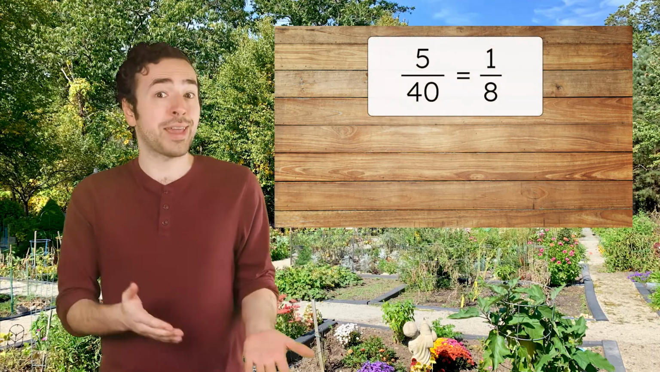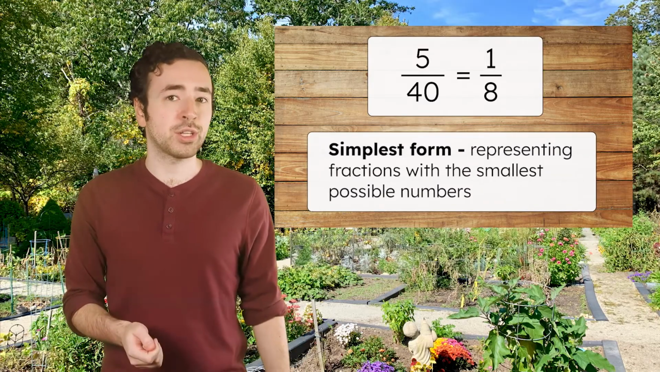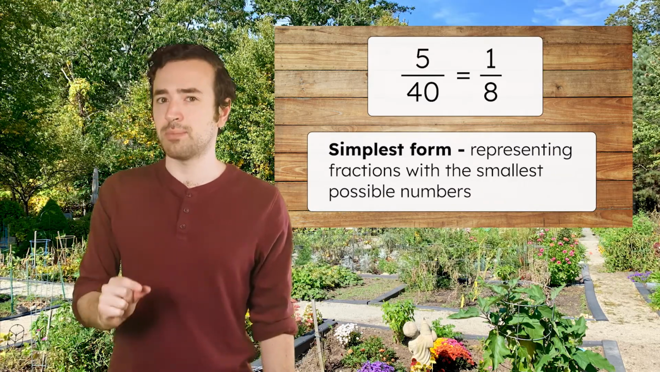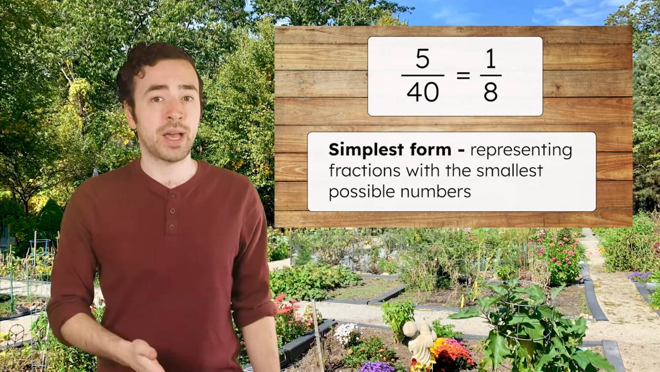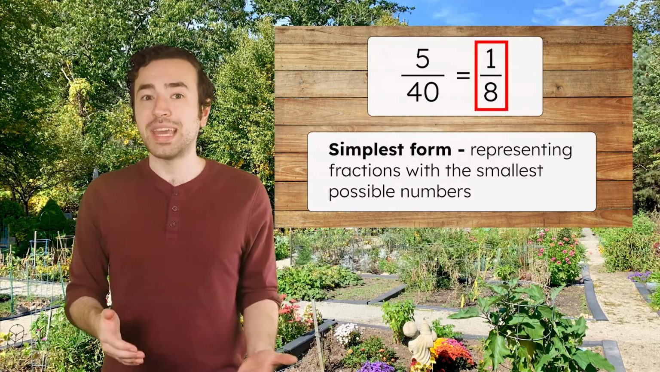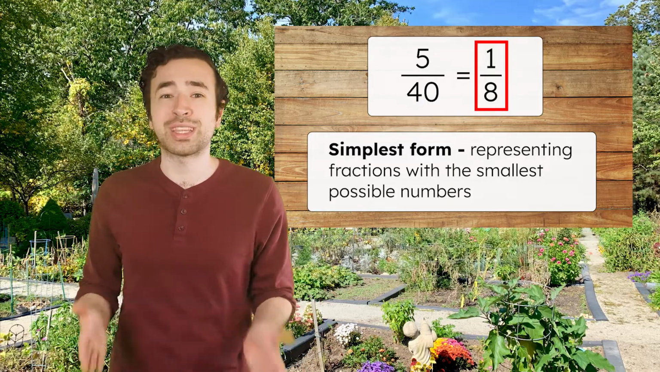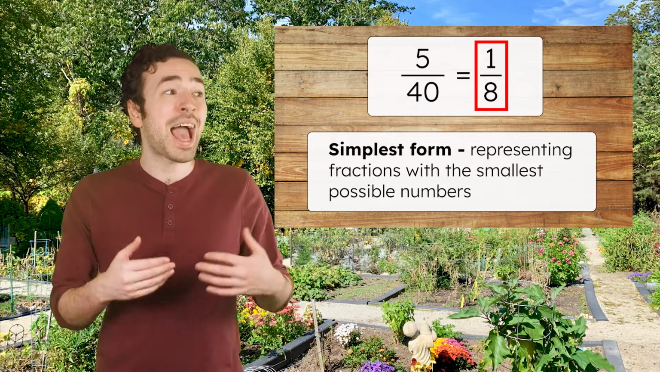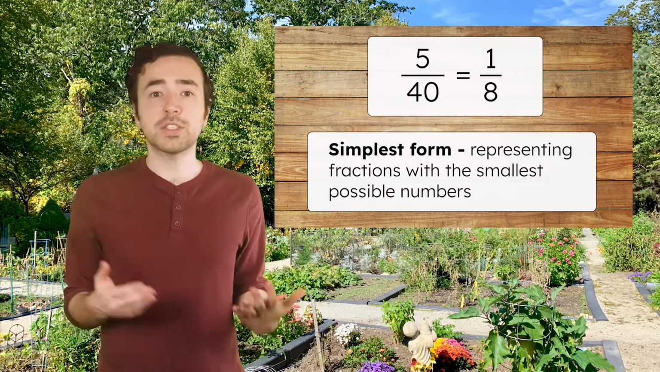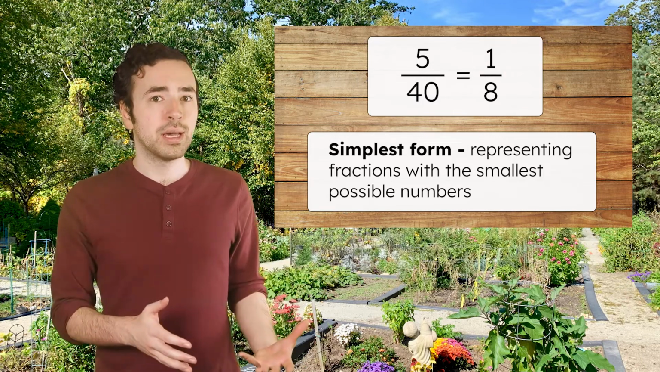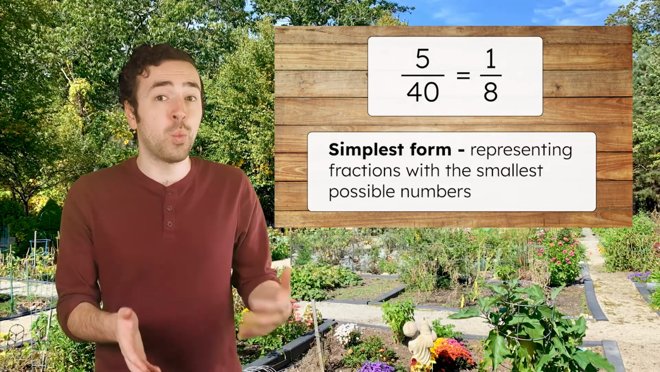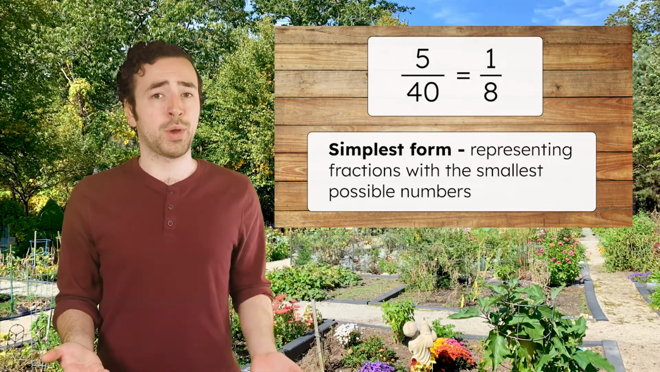One way to make fractions easier to understand is by representing them in their simplest form, like how we went from 5/40ths to 1/8. The simplest form of a fraction uses the smallest possible numbers to represent the same value. The fraction 1/8 is in simplest form because 1 and 8 are the smallest whole numbers that still represent the same value as 5/40ths. These fractions are equivalent, but simplifying 5/40ths to 1/8 makes it much easier to work with.